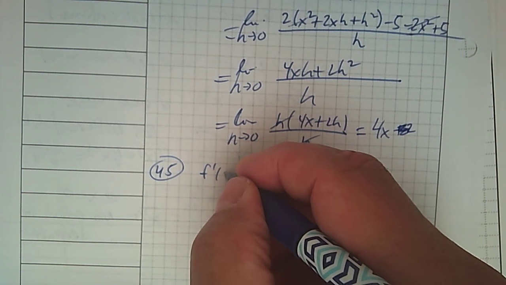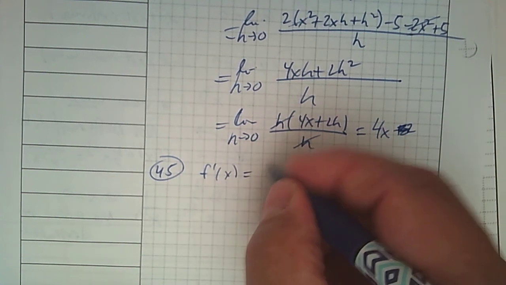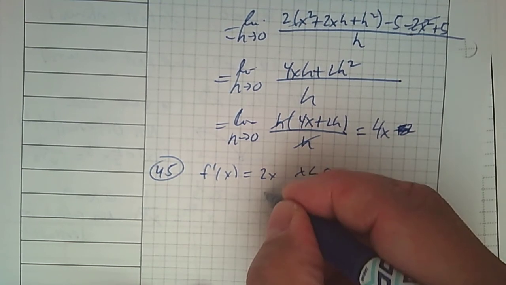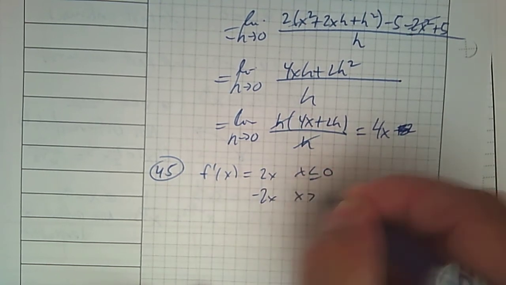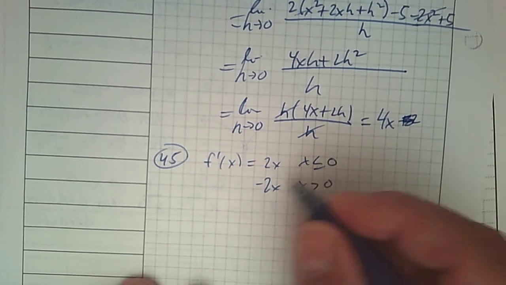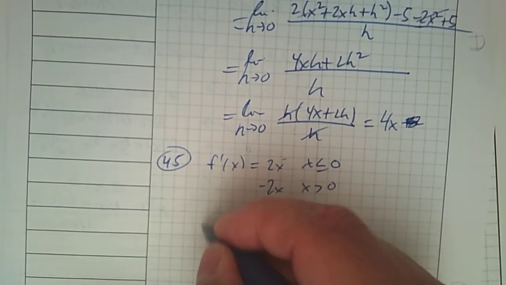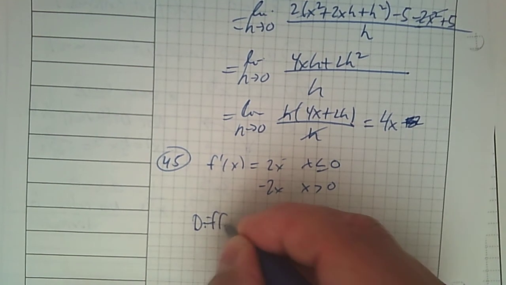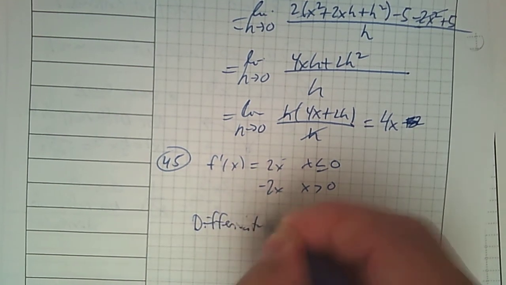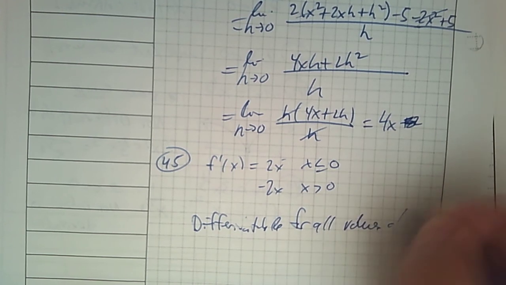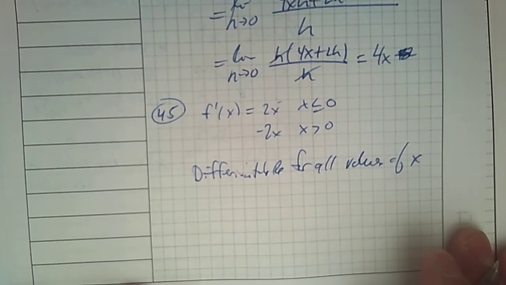And I want you to notice the derivative here. You get 2x, and you get negative 2x. Now the fun part is when you plug in 0, the first derivative also gives you the same answer, 0 and 0. Therefore, it is differentiable for all values. So there's nothing that would make it not differentiable.